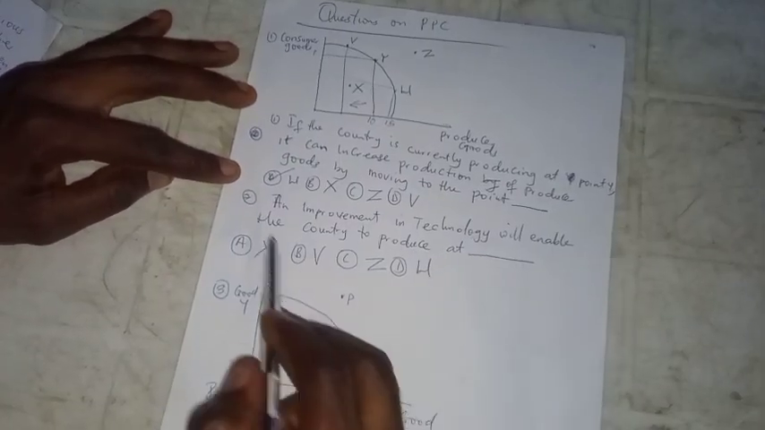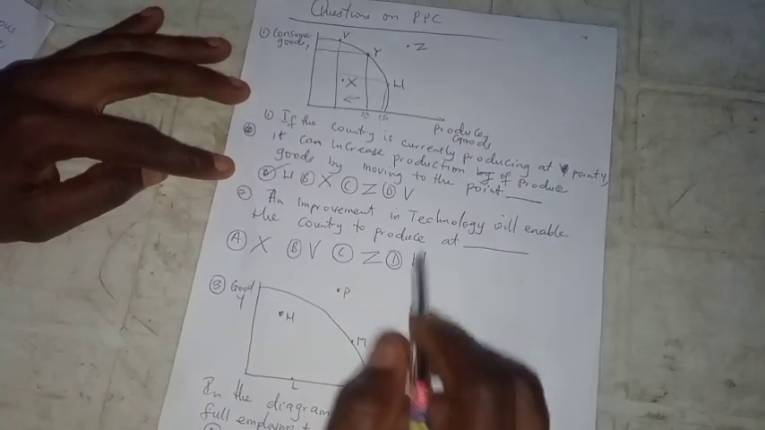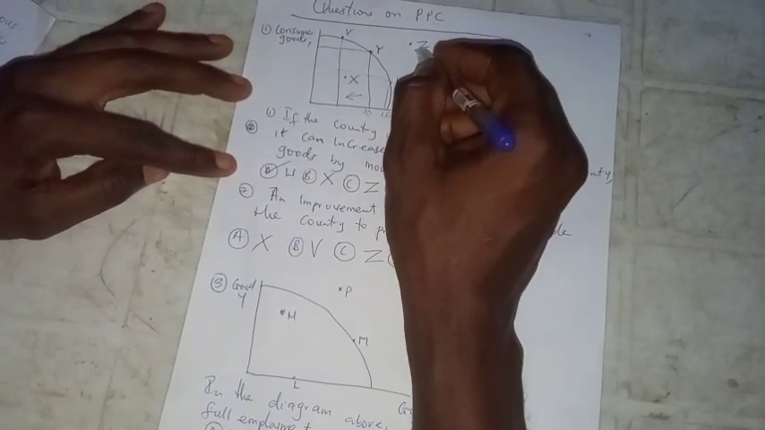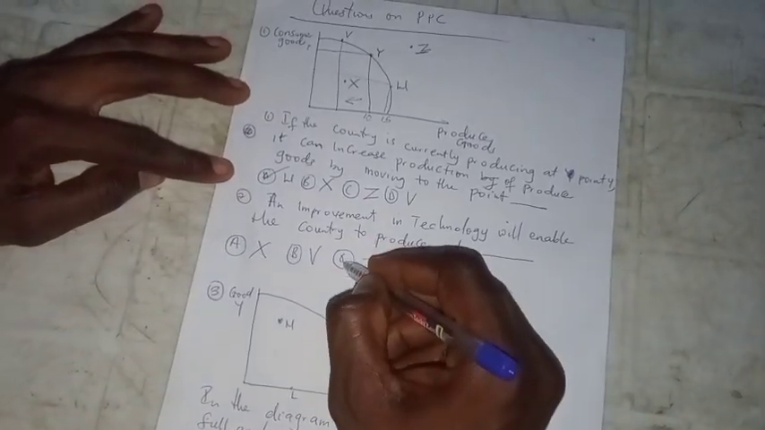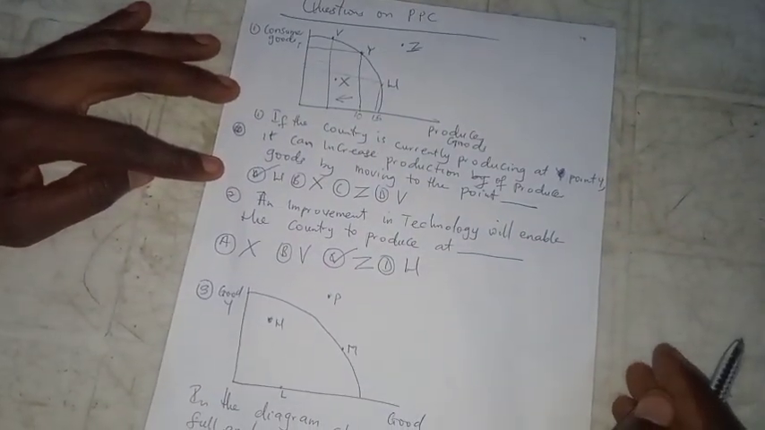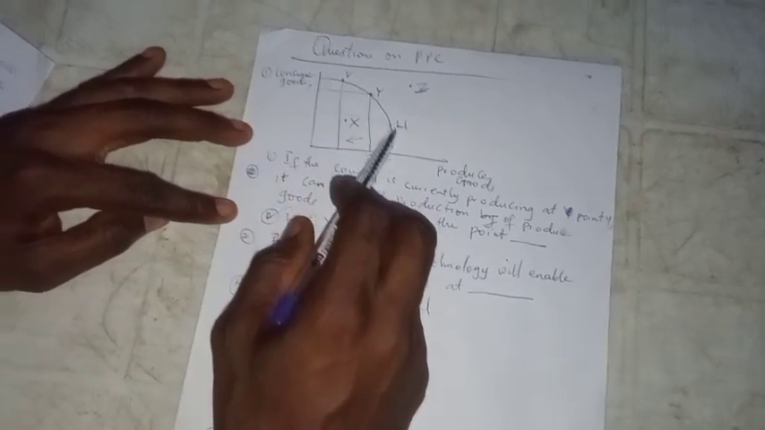So the only place, if we are to improve technology, that will enable us to produce is at the point outside the curve, and the only point outside the curve is point Z. So the best answer here is C, point Z. Without improvement in technology, you can be operating on this point.